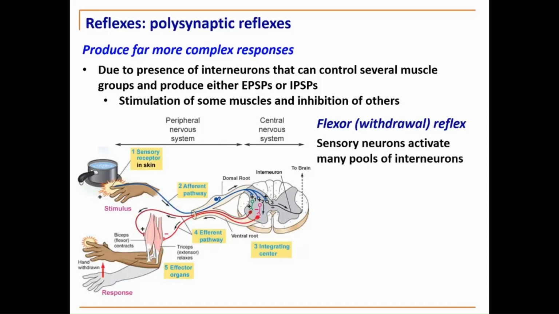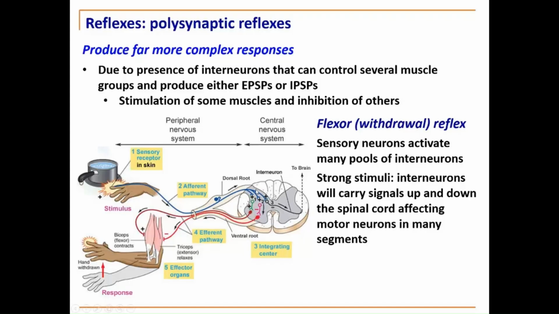In this example, sensory neurons activate many pools of interneurons. Your stimulus here is a sensory receptor in the skin. You touch something very, very hard. It passes through the afferent pathway, through the dorsal root ganglia. So there's your ganglia with a group of cell bodies, in through your dorsal root, and where it synapses. You can see with 1, 2, 3, they've labeled them nicely for us at that point. So you can see this sensory neuron can activate pools of interneurons.